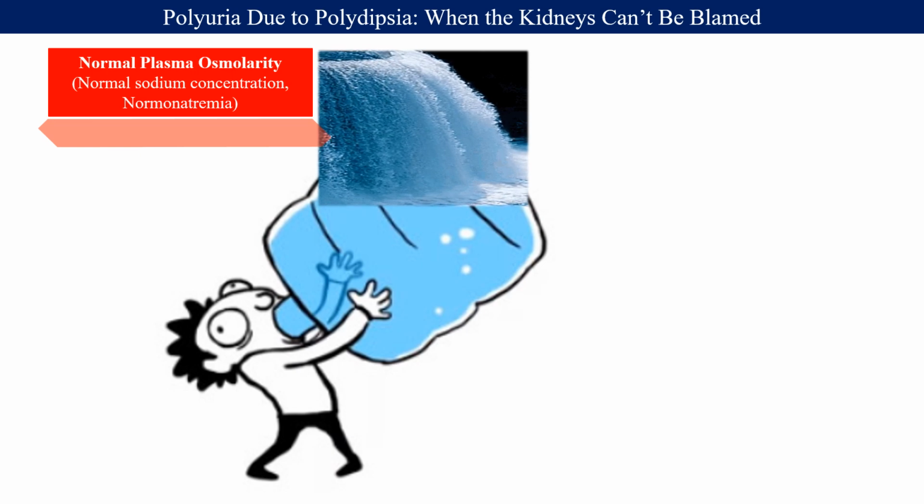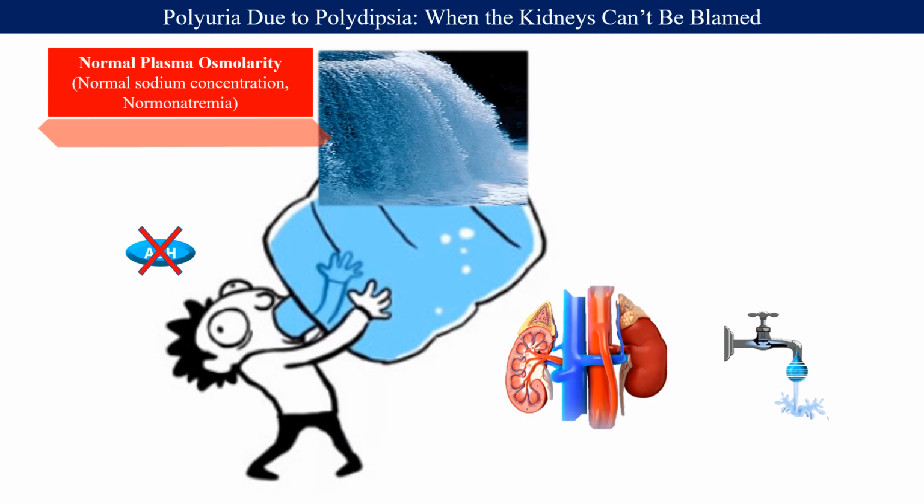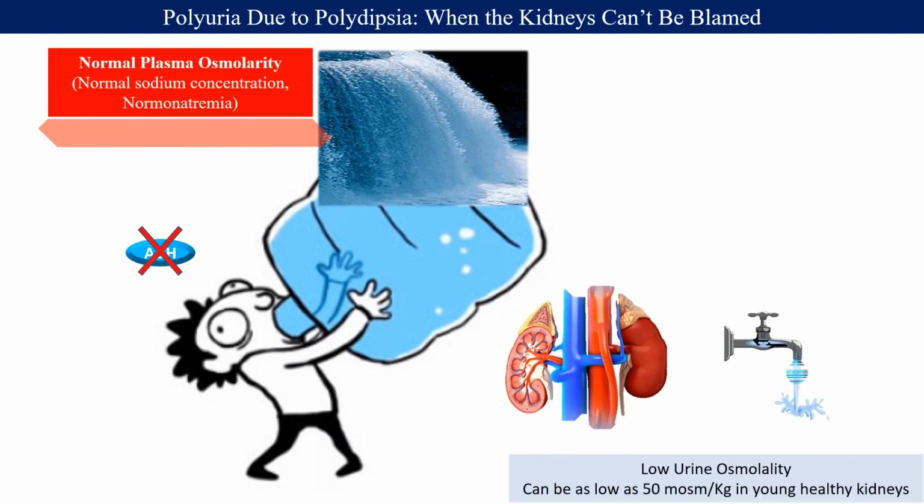What happens to ADH? Normally, ADH would be shut off to block renal water reabsorption. The kidneys will excrete as much water into the urine as possible. The individual will be producing high volume of a very dilute urine. In young individuals with good kidneys, the kidneys can dilute the urine down to an osmolality of 50 milliosmoles per kg.